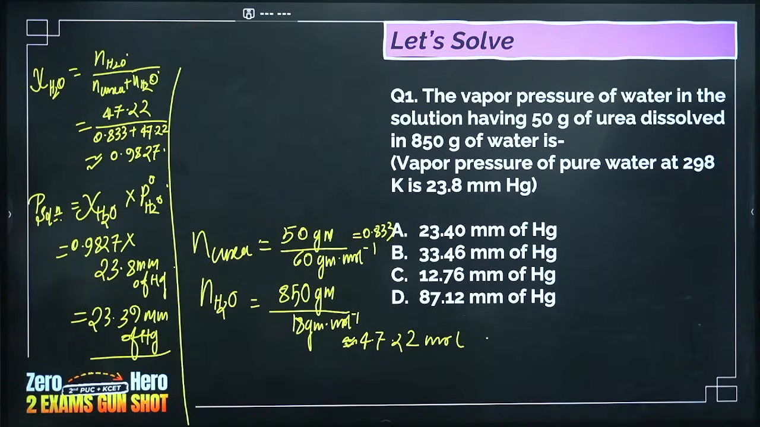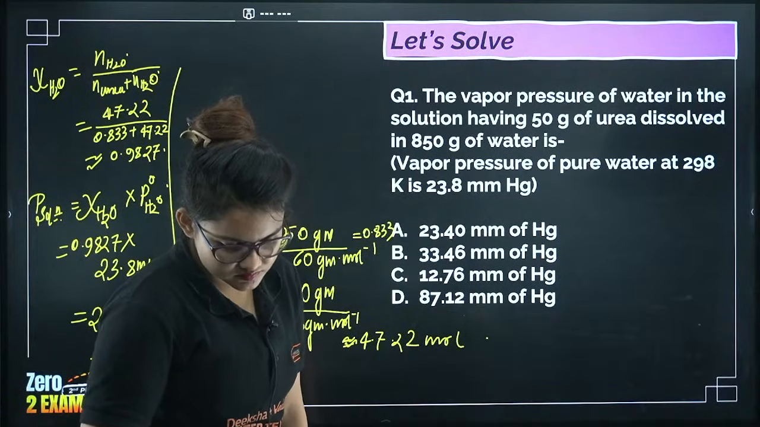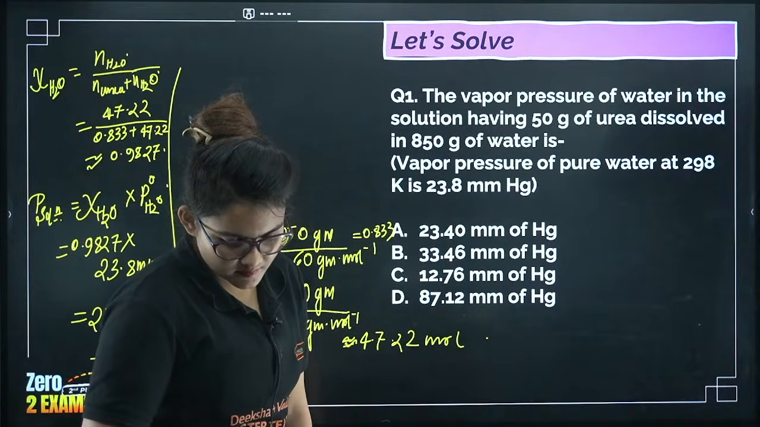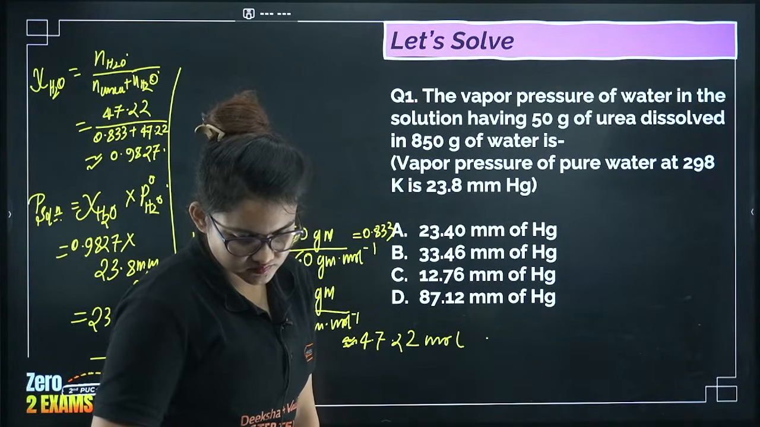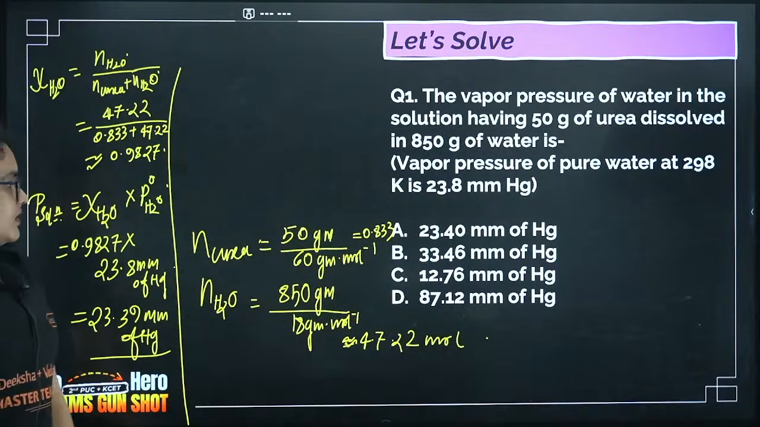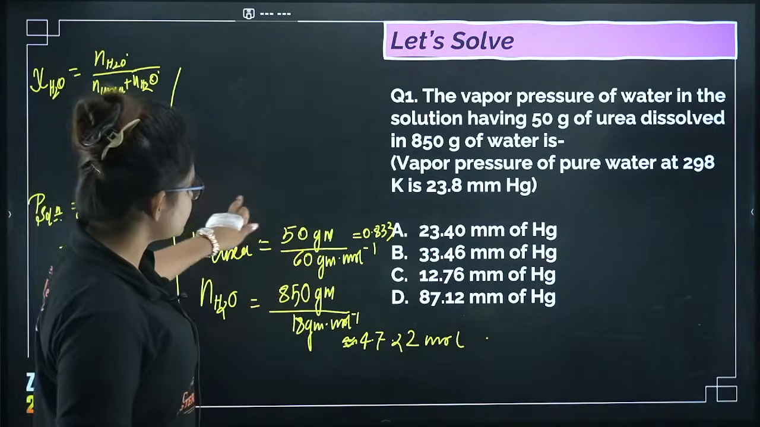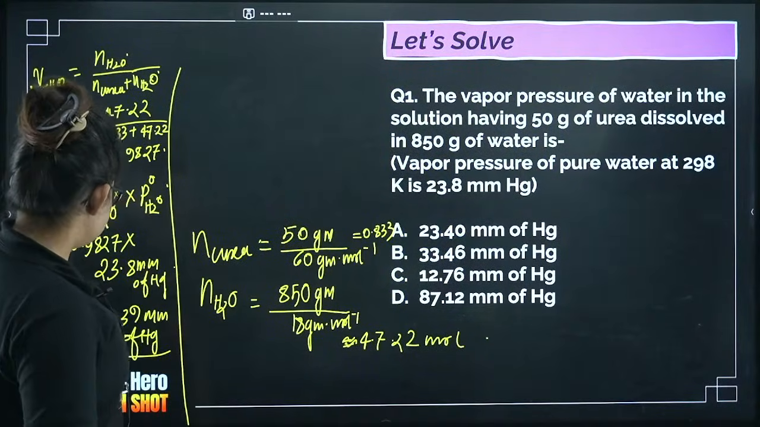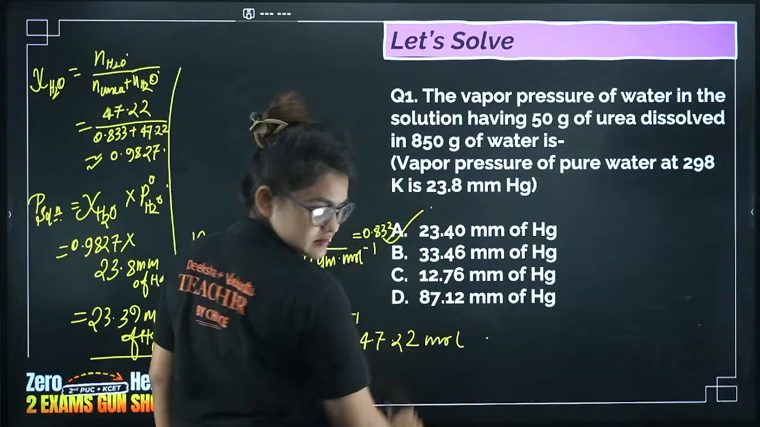Okay, just let me know if it's clear to you. I guess it's all good. Let's proceed further. So, okay, the answer is basically 23.39, means I can take it as A.